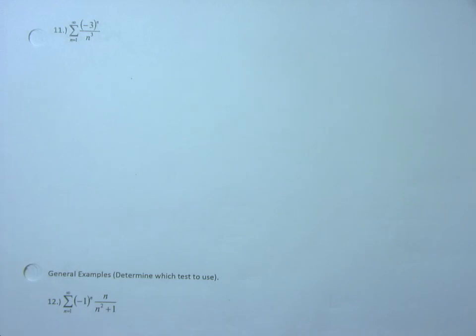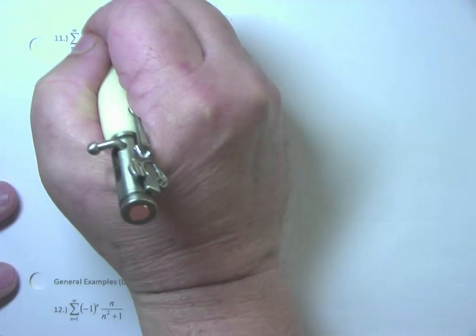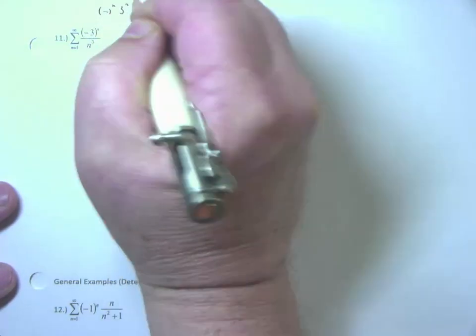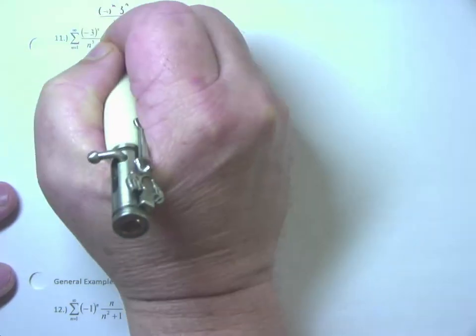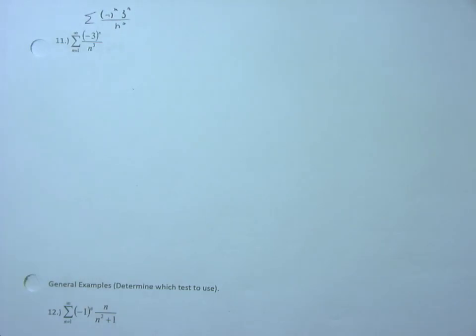Here's one. This is the sum as n goes from 1 to infinity of negative 3 to the n divided by n cubed. Now, this guy is an alternating series. Yes, it's negative 3 quantity to the n, but you can factor off negative 3 as negative 1 times 3, raised to the n, which makes it the same thing as negative 1 to the n times 3 to the n over n cubed. This is the same thing. Just wanted to show you that it really is an alternating series.